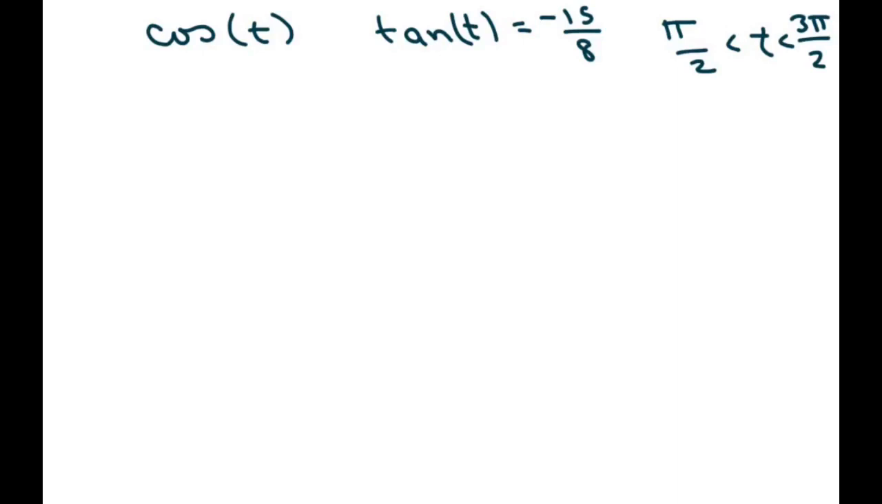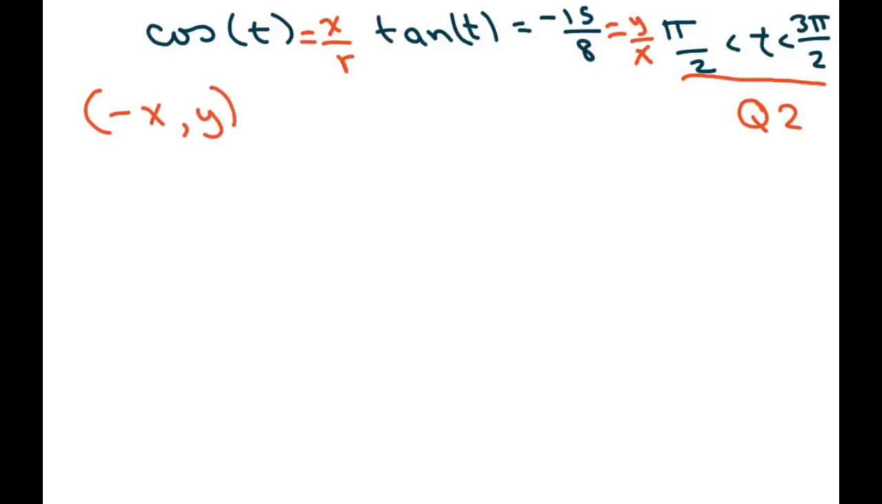Okay, the next one's similar. We need to find cosine, which is your x over r. You know your tan is y over x. And this tells us we're in quadrant 2. Quadrant 2, my x is negative. And my y is positive. And I don't know my r. So when I wrote tan like this, really the negative should go with the x. So you might want to move it down. That's why this quadrant thing is very important.